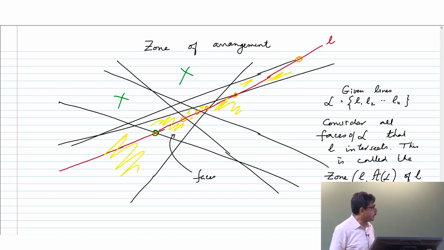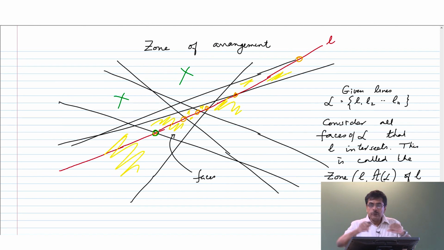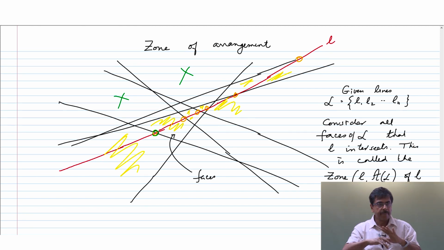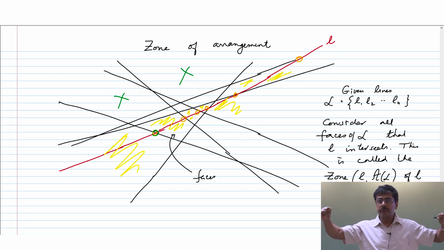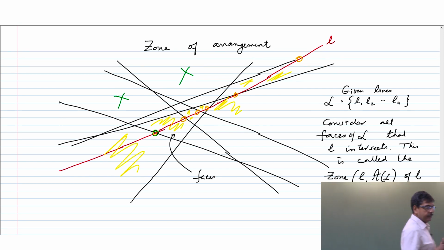You can think about it like that this red line actually is illuminated, okay. And all the lines are basically opaque. Now, if I illuminate this, look at the part of the arrangement that lights up. The light cannot pass through the lines. So, that basically is the zone of the arrangement.